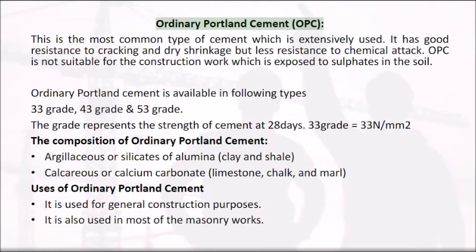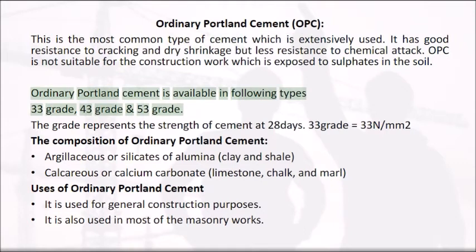Ordinary Portland cement, OPC. This is the most common type of cement, which is extensively used. It has good resistance to cracking and drying shrinkage but less resistance to chemical attack. OPC is not suitable for construction work which is exposed to sulfates in the soil.